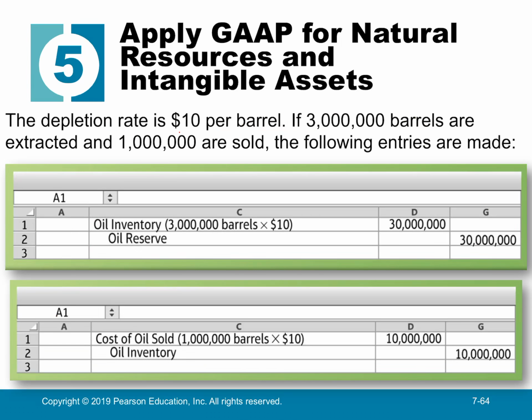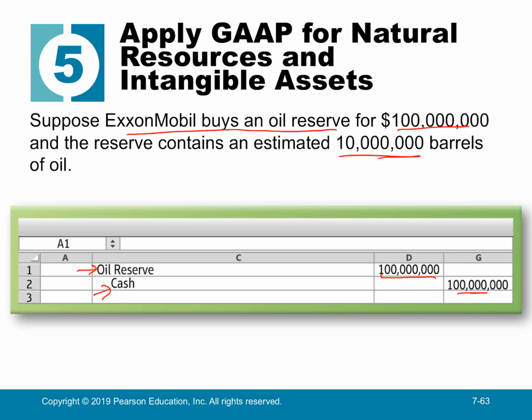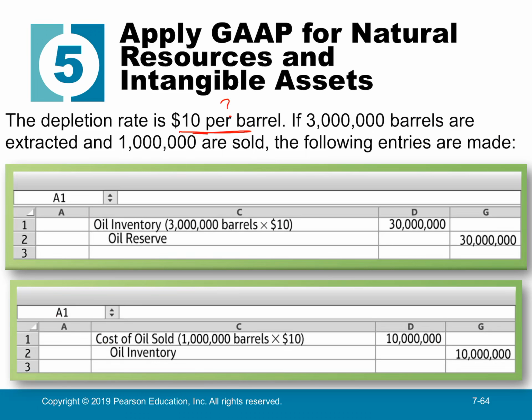The depletion rate is $10 per barrel. How did they get $10 per barrel? Well, if we have 100 million that we paid, and we estimate there to be 10 million barrels, that gives us $10 per barrel. Just like straight line depreciation, right? Very similar. There's just no residual value here. So that's how we got $10 per barrel.